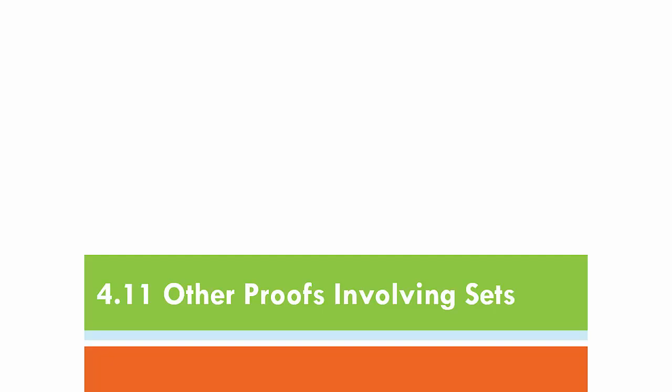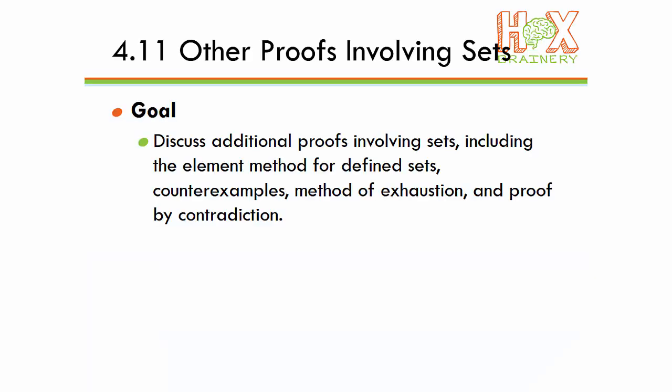Hi students, in this video we're going to go over section 4.11, other proofs involving sets. I know we did already a section that went over proofs involving sets, and we did the element method of proof. In this section our goal is to discuss some additional proofs involving sets, including the element method but for defined sets, counterexamples, method of exhaustion, and proof by contradiction.